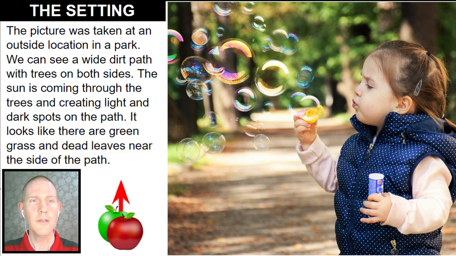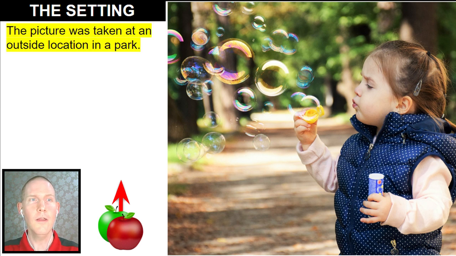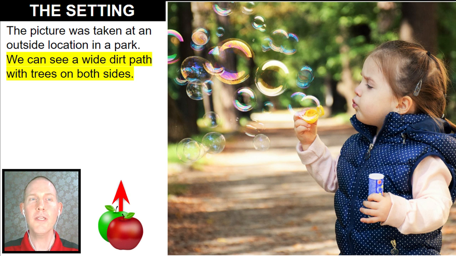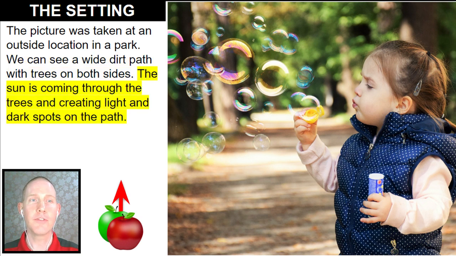All right. Okay, so let's do pronunciation. Here we go. The picture was taken at an outside location in a park. We can see a wide dirt path with trees on both sides. The sun is coming through the trees and creating light and dark spots on the path.